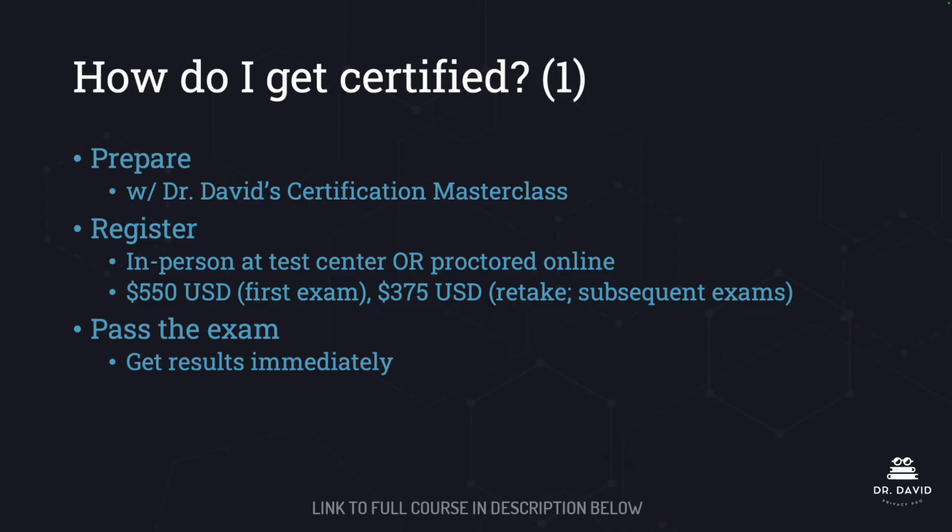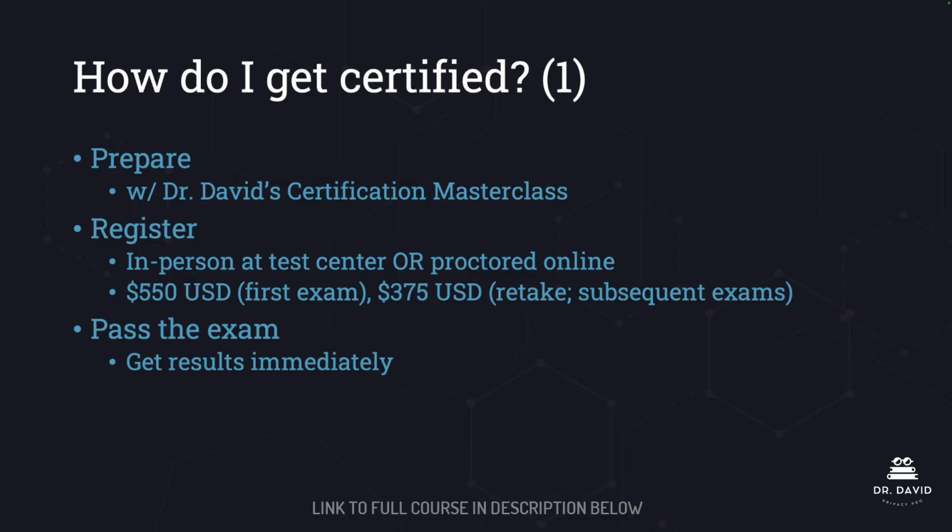I would recommend that you prepare for the exam before you register. So of course, you're going to prepare with me, Dr. David's Certification Masterclass. You're going to register for the exam. You do this through the IAPP website. You can register to take the exam either in person at a Pearson VUE Test Center or via Pearson VUE's proctored online environment. If you're taking the exam for the first time, it's $550 US. If you are retaking the exam or you already have an IAPP certificate, then you're going to pay $375 US.